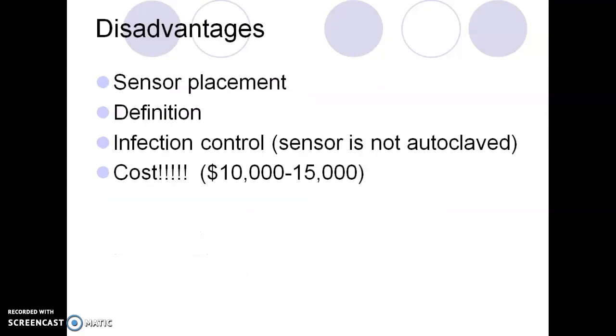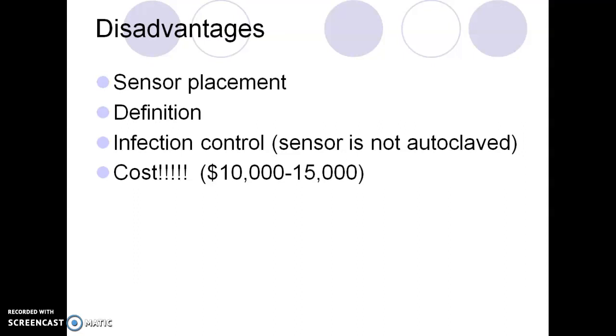Okay. The disadvantages of digital: sensor placement. Patients always complained that the film cut and hurt, and that it was not comfortable. Well, the sensors came in and they wanted their film back because where the film would bend and give a little bit, the sensor doesn't. So oftentimes you have to work around the patient's anatomy a little bit more to accommodate that sensor, and it's not super comfortable.